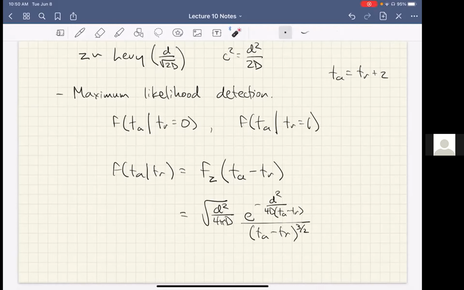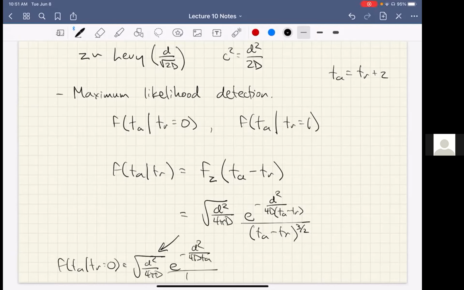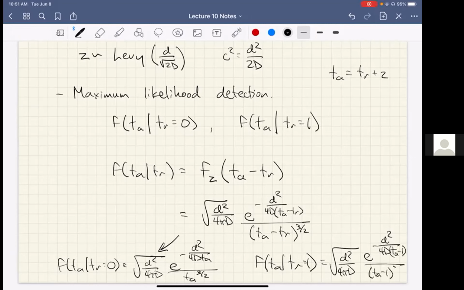So the detector will calculate this for TR equals 0 and 1. So f of TA given TR is 0 is root d squared over 4 pi d e to the minus d squared over 4d TA divided by TA to the 3/2, and f of TA given TR equals 1 will be root d squared over 4 pi d e to the minus d squared over 4d, TA minus 1 divided by TA minus 1 to the 3/2. The idea is, in the maximum likelihood detector, you pick whichever one is larger. So if this one is larger, you pick 0. If this one is larger, you pick 1.